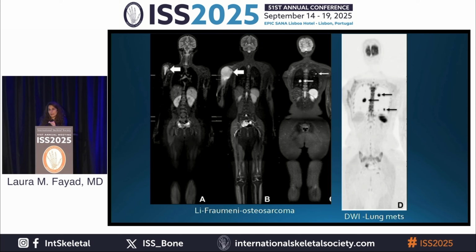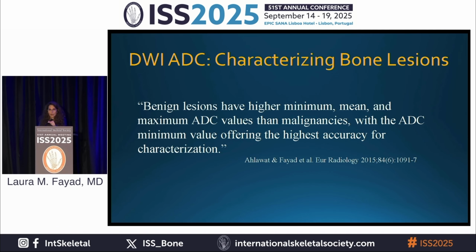And DWI, similar to chemical shift imaging, is implementable in the whole body setting. So this is a patient with Li-Fraumeni syndrome, osteosarcoma of the right hip, and we can use whole body MRI to detect metastatic disease. This is an inverted DWI high B value image, and you see there are lung metastases in this patient. So that's for detection.